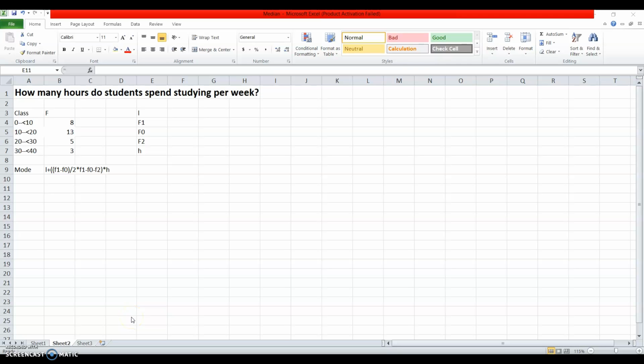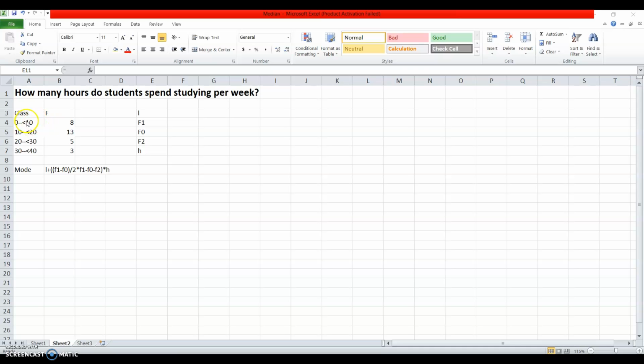Welcome everybody. In this tutorial, we will learn how to calculate the mode of group data. So in this example, we're investigating the number of hours the students spend studying per week. On the left column, we have the number of study hours divided into 4 classes.